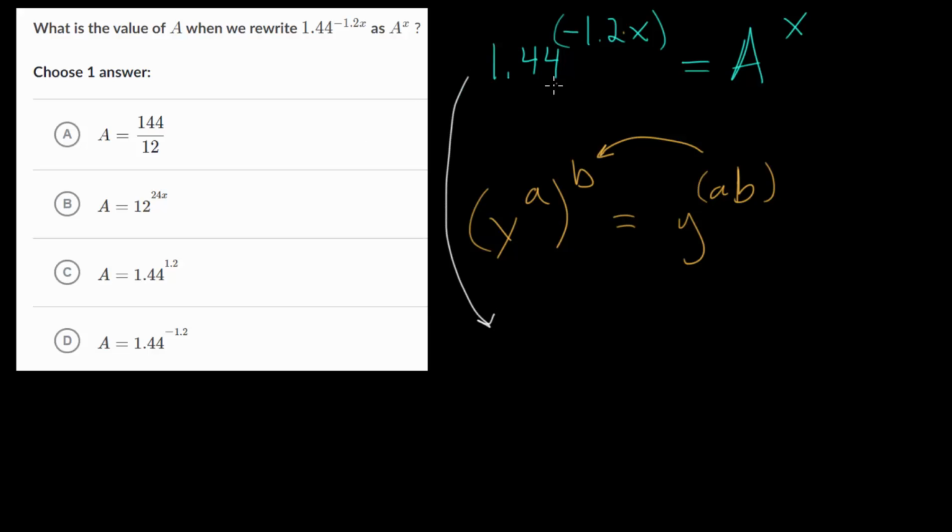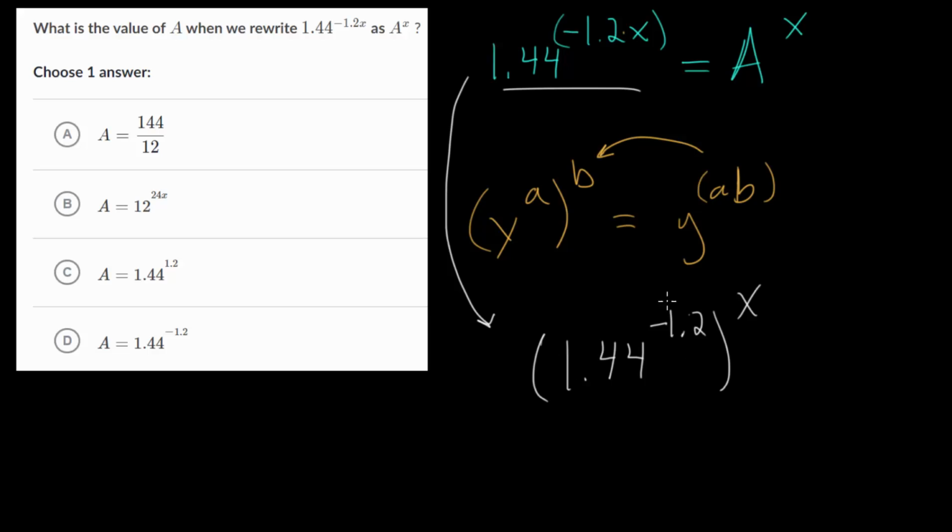So this 1.44 raised to the minus 1.2 times x. We want x to be our outermost exponent here. So we can rewrite this as 1.44 raised to the minus 1.2, and then all of that can be raised to the x power. Since notice, we can just check this by reusing this rule here. So we have an exponent raised to an exponent, so they multiply to give us this original expression here.